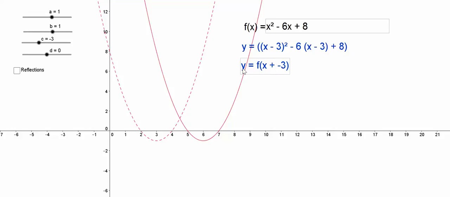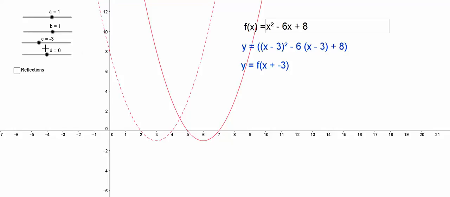If x is 5 in y equals f of x minus 3, we have f of 5 minus 3, or f of 2. Well, we know the value of f of 2 on the original graph. f of 2 is 0 because it crosses the x-axis there. So in the new graph, when x is 5, f of 5 minus 3 is f of 2, and f of 2 is 0. So it crosses the x-axis when x is 5 in the new graph, the translated graph.